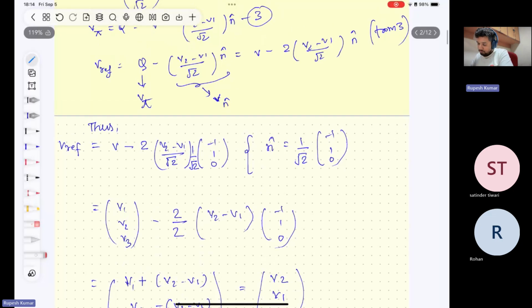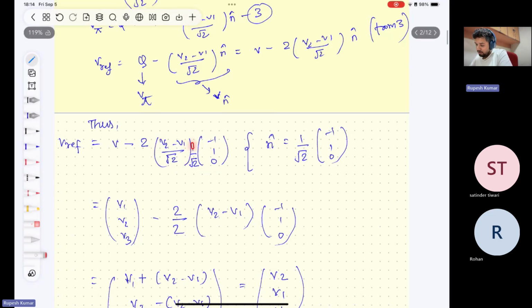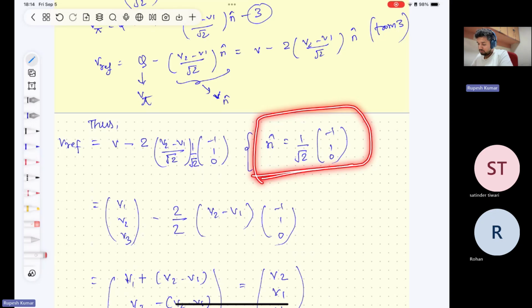So v reflected equals v minus 2 into v n cap, which is v2 minus v1 by root 2, right? Into n cap. What is n cap? 1 by root 2 into minus 1, 1, 0, right? So n cap is this value. Just put in the values.